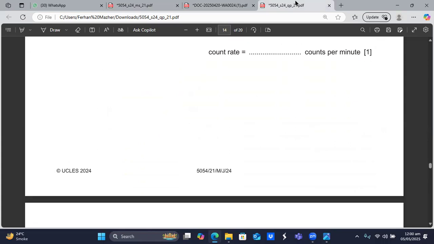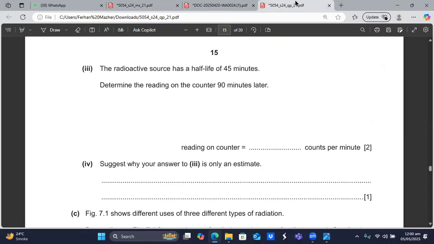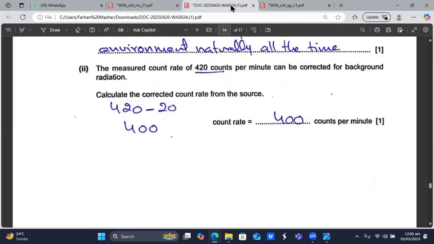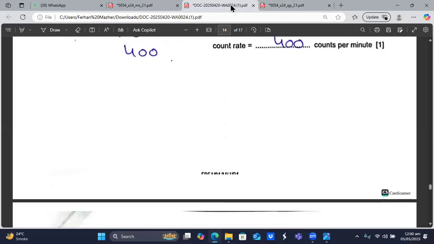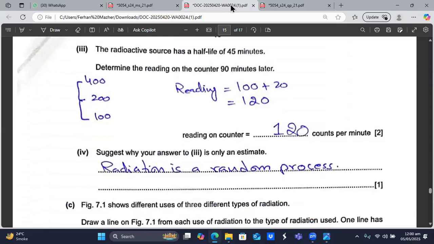Then we have, the radioactive source has a half-life of 45 minutes. Determine the reading on the counter 90 minutes later. So the half-life is 45 minutes, so after every 45 minutes the count will become half. The count rate due to the source is 400. After 45 minutes, it will become 200. When another 45 minutes have passed, it will further halve, so it will become 100.